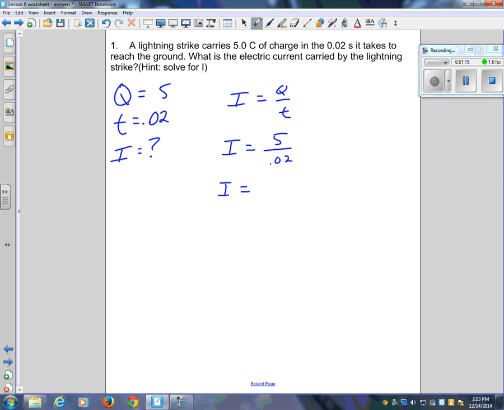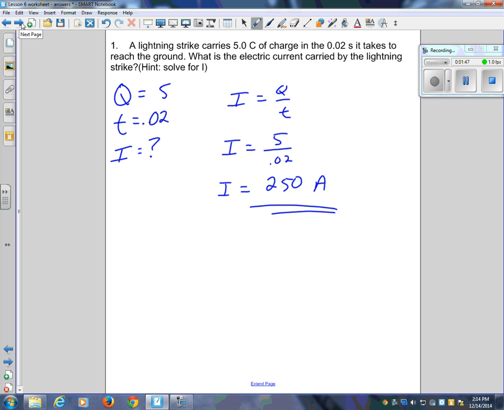Grab my calculator here. 5 divided by 0.02. 250, and remember the unit for current is the amps. You can just leave that as A. So 250 A. Notice here how my equal signs line up. My answer's here at the bottom. I've got I equals on each one here. This is a nice, beautiful looking solution, and I would expect you to be able to copy that format.